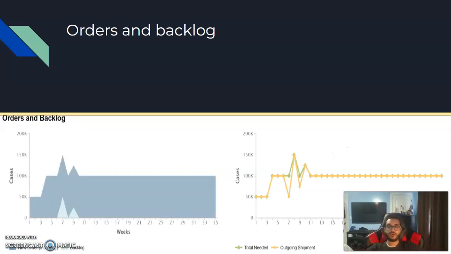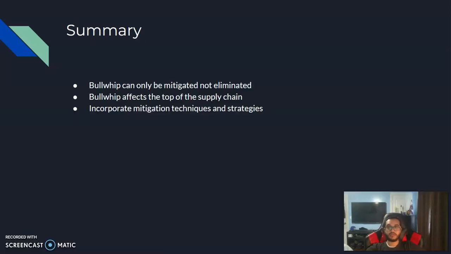Here you can see my order and backlog graphs. Again, you can see the small bullwhip that ends at week 11 when the demand becomes constant and stops changing. You can also see the spike of backlog, cases needed to be shipped out.